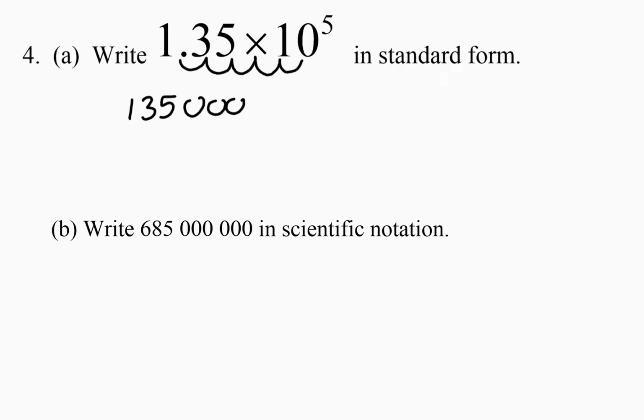Part B is the opposite of that. It's taking it from standard form and asking you to put it into scientific notation. So again, just like the one up here, scientific notation is a number between 1 and 10, and times 10 to the exponent of something. So in this case, 6.85 would be the number between 1 and 10. And then all you have to do is figure out how many times the decimal had to move to make it that. And so the decimal would be here. So it moves 1, 2, 3, 4, 5, 6, 7, 8. So this will be times 10 to the exponent of 8.